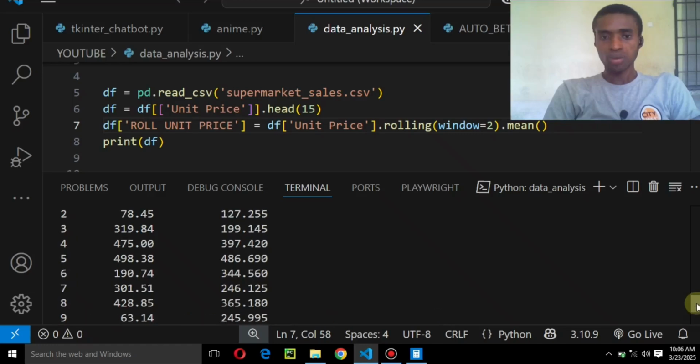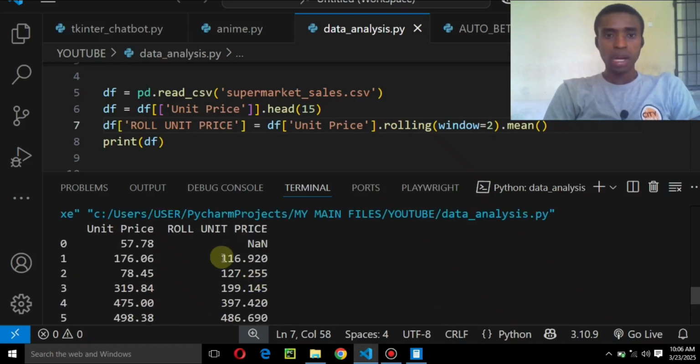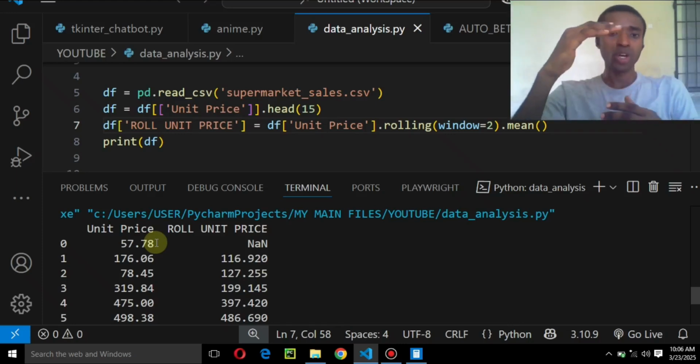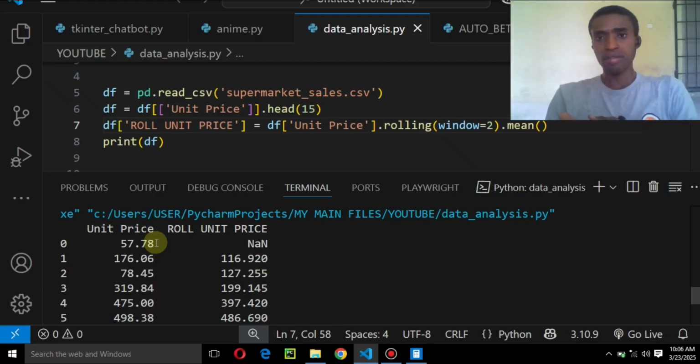So let's run this. We can see that we got 116.920, because the average of these two was this. The reason why we got NaN, like I've explained, is because there was not any value before this one. But the way it works is that if you set it to something like 5, it's going to take the value on that particular row, and it's going to take the extra 4 that are on top. It's just going to do the rolling of the average price.